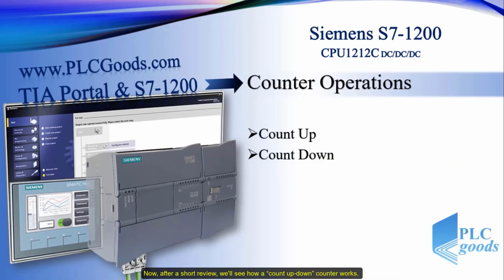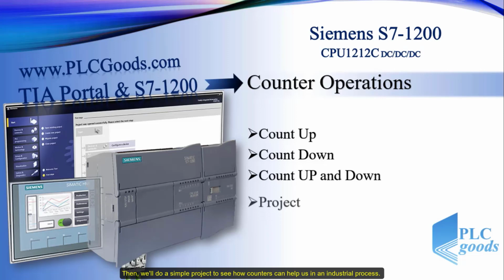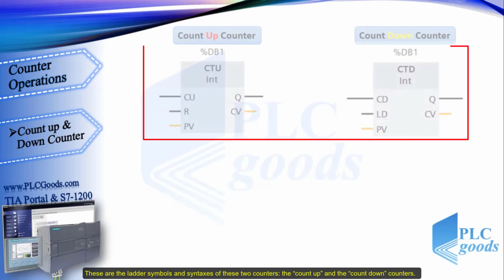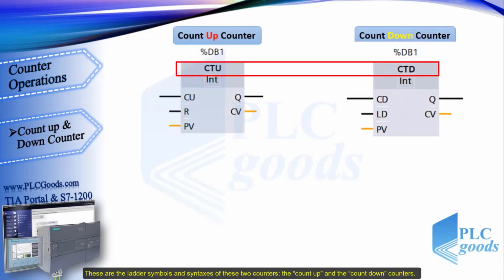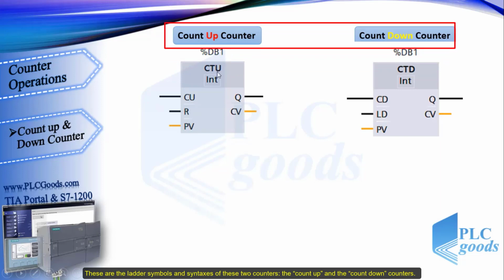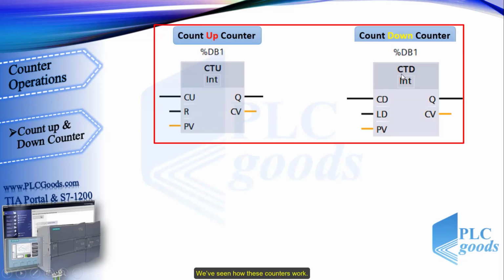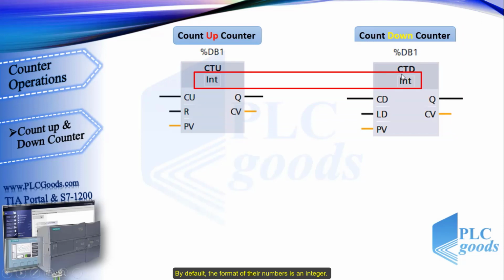Now, after a short review, we will see how a count-up-done counter works. Then, we will do a simple project to see how counters can help us in an industrial process. Let's get into it. These are the ladder symbols and syntaxes of these two counters, the count-up and the count-down counters. We have seen how these counters work. By default, the format of their numbers is an integer.